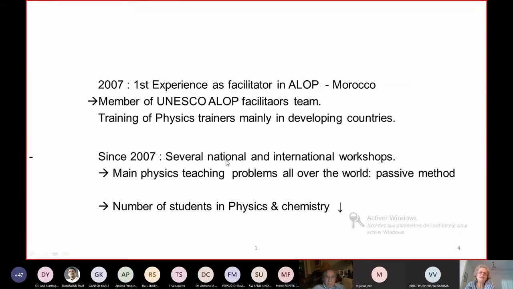And since that date, we did a lot of workshops in Tunisia, with our Tunisian team leading these local workshops, and I also participated in international workshops with the UNESCO ALOP team.